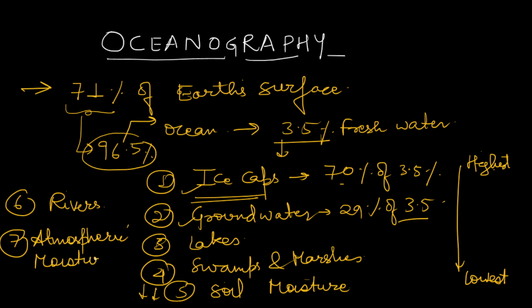And why am I giving you this decreasing trend? Because this was asked in exams before, and it could be asked again in various exams. So you should keep this in mind: the highest amount of fresh water is in ice caps, then in groundwater, then lakes, then swamps and marshes, then soil moisture, then rivers, and then atmospheric moisture. So this is the pattern of the water present on the earth. I hope you understand this.